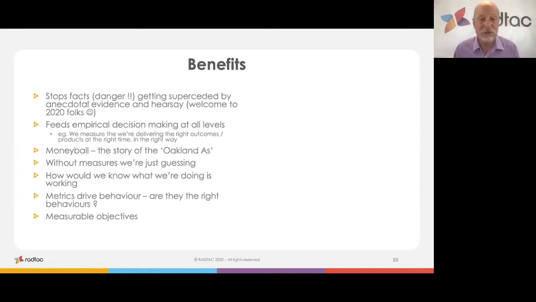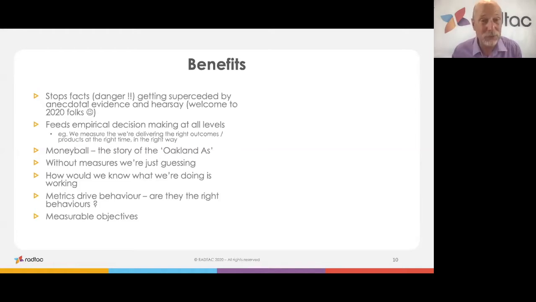You could argue without measures, we're just guessing. Yes, if we haven't got the empirical evidence, I would agree with that. How would we know what we're doing is working? We don't have any sort of measure on it. Yeah, certainly. Same point I made on the disbenefits: metrics drive behavior. Are they the right behaviors?